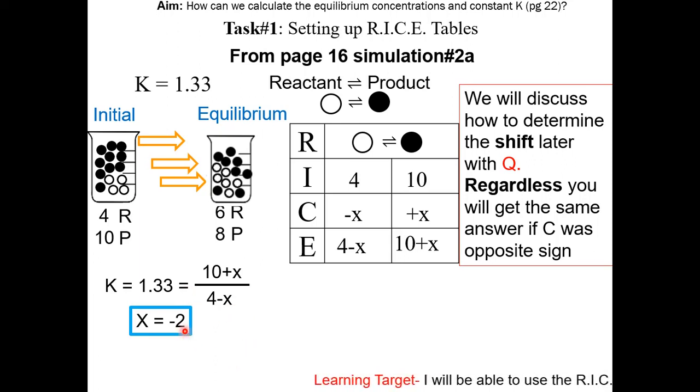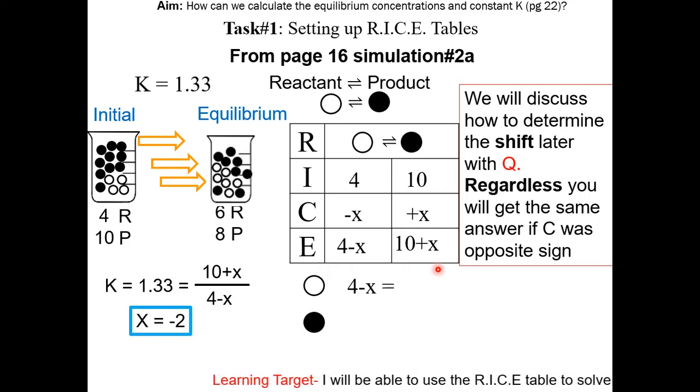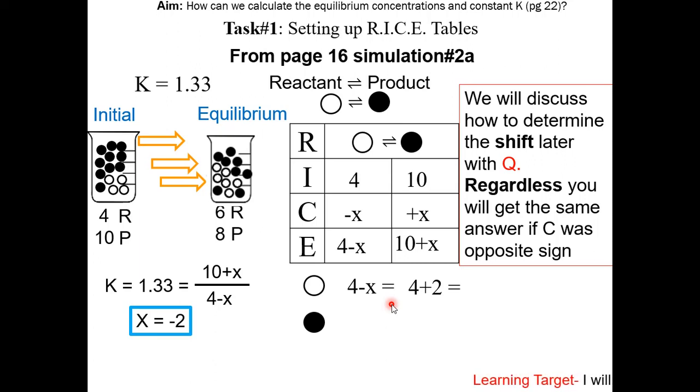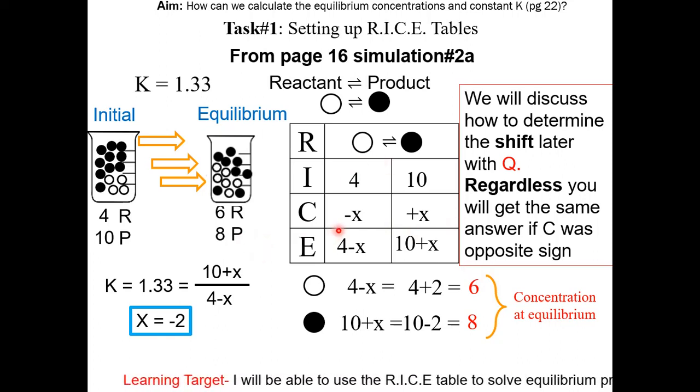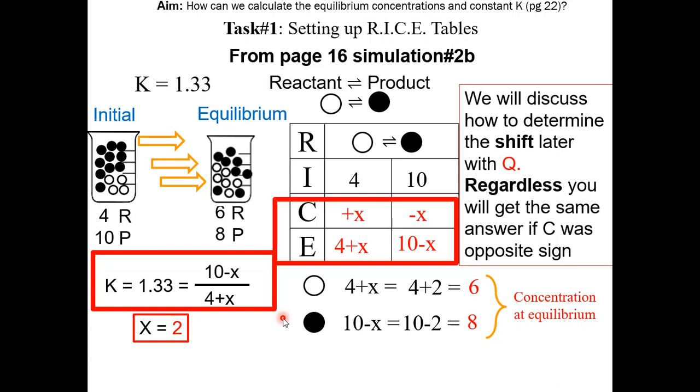We can plug the value of X into the equilibrium concentration. For the reactant, we have 4 minus X. 4 minus negative 2 is the same as 4 plus 2, which is equal to 6. For the product, it will be 10 plus X, so 10 plus negative 2 is 8. These are the equilibrium concentrations that we figured out before. Let's say instead of shifting toward products, we shift toward reactants. We will get the same answer mathematically, as you can see here. This time, we get X is equal to 2, and when we plug it into the equilibrium concentration, we get the same answer.